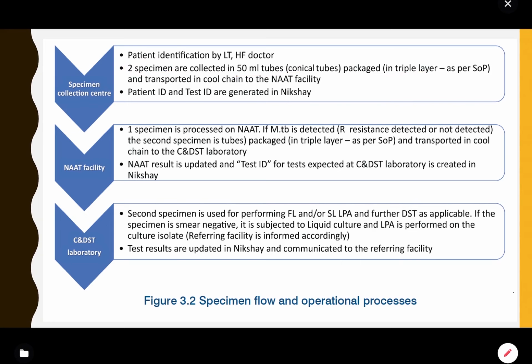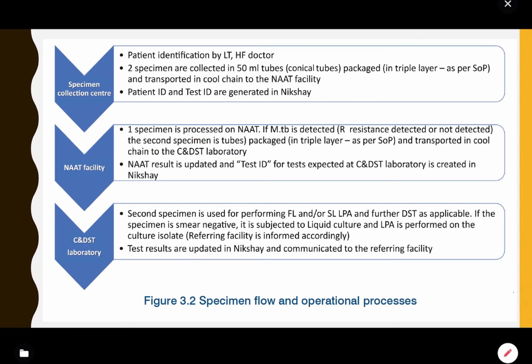So in the NAT facility, one specimen is processed, and if MTB is detected, irrespective of the rifampicin status, whether rifampicin resistance is detected or not, then the second specimen has to be sent to the culture and DST lab.